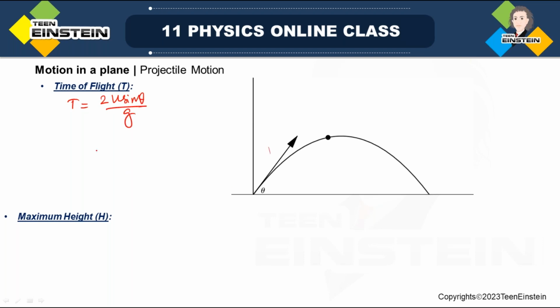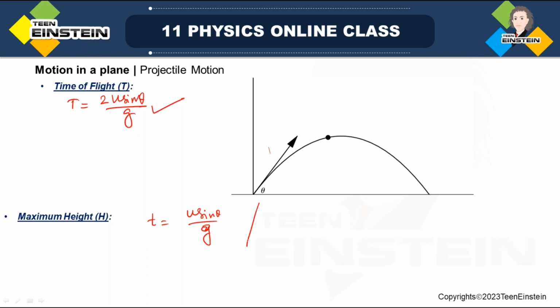You might be thinking, why do all this? Can't we just directly find the total time? I think this is the best way to do the calculation of time of flight. We have already covered that. Now we'll find the maximum height. We can use two approaches. One is the time we have obtained, u sine theta by g.